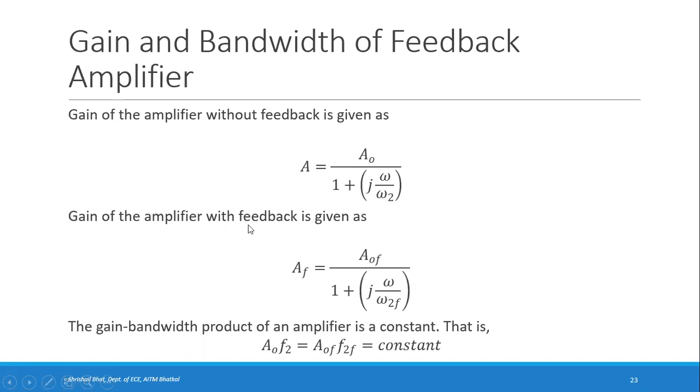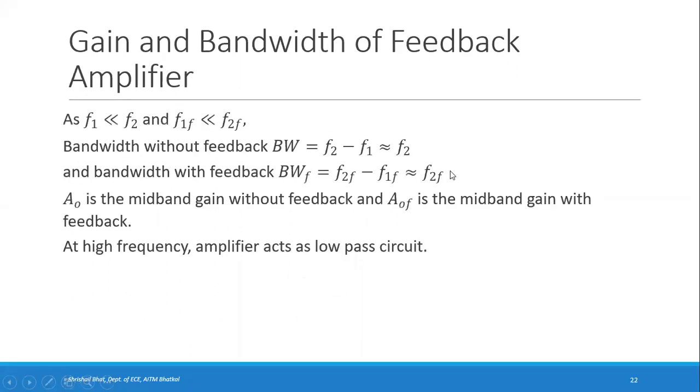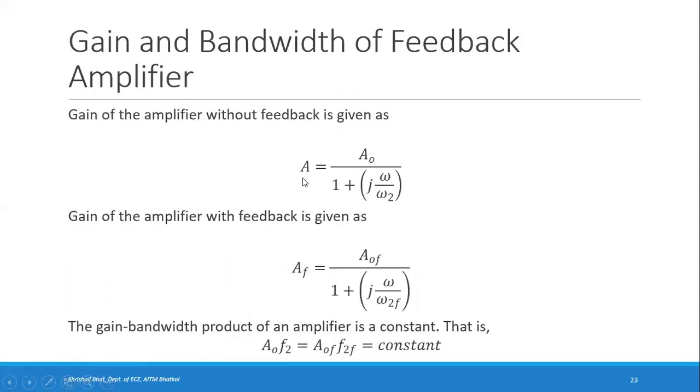Similarly, the gain of the amplifier with feedback is given as AF. In place of A, we have AF, which is equal to, instead of A naught, A naught F divided by 1 plus j omega by omega 2F. Here, omega 2F stands for 2 pi F2F. F2F is the bandwidth with feedback. So that's why we have that term.